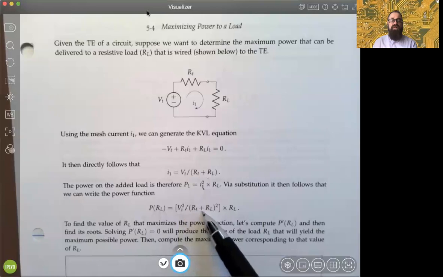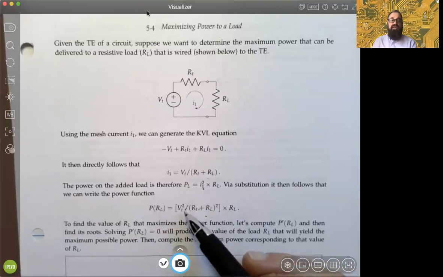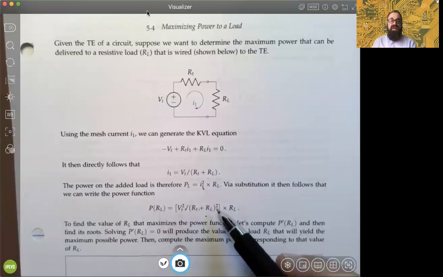So we now have a function. The power function is given in terms of the variable R sub L. R sub T is like a fixed constant because that's whatever the Thevenin resistance is, and same thing for VT, but now we can see we have a nonlinear function involving R sub L. And the goal was to find the value of that resistance that maximizes the power function.